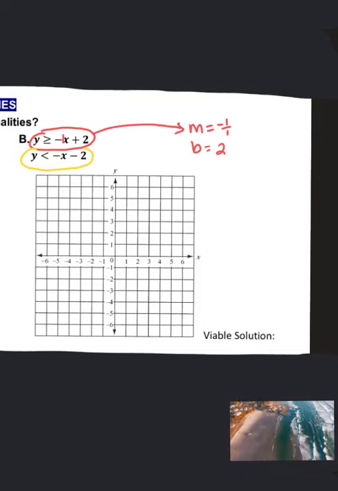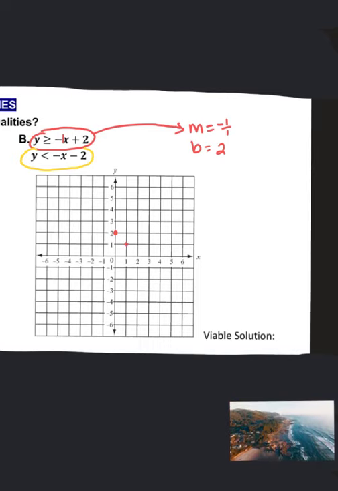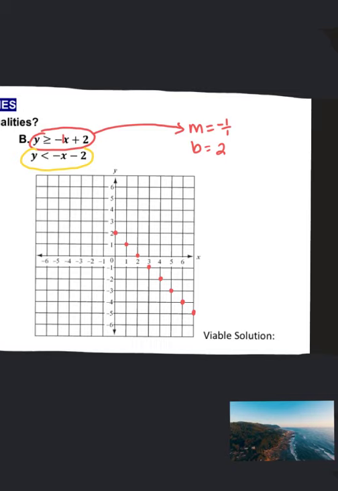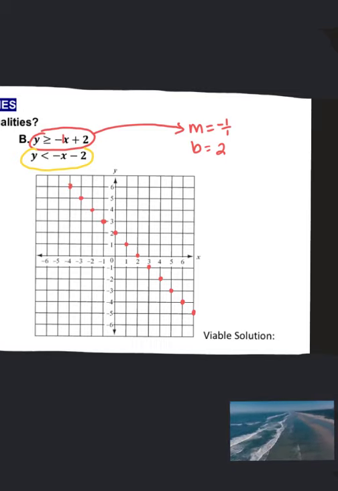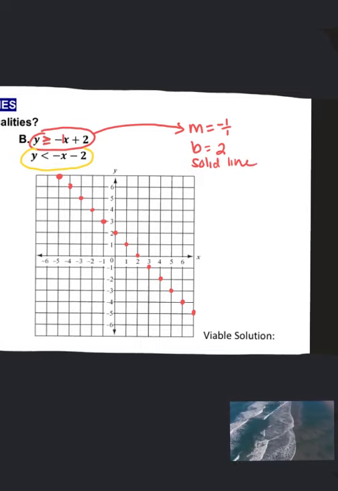So I'm going to start at +2, and then I'm going to go down 1 and over 1. And I'm going to continue on the other side by going up and to the left. Okay, I also know that since this is greater than or equal to, it's going to be a solid line. So I'm going to go back and connect all my dots with a solid line.